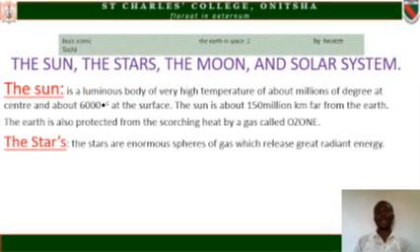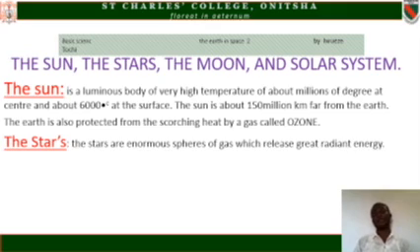Now let us go into the lesson proper. The sun, the stars, the moon, and solar system. The sun is a luminous body of very high temperature of about millions of degrees at the center and about 6,000 degrees at the surface. The sun is about 150 million kilometers far from the Earth.